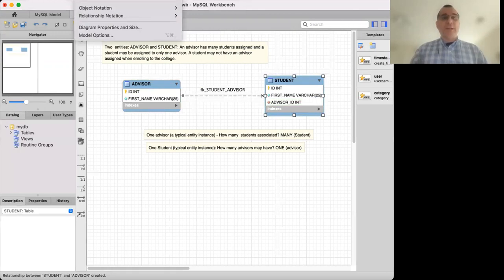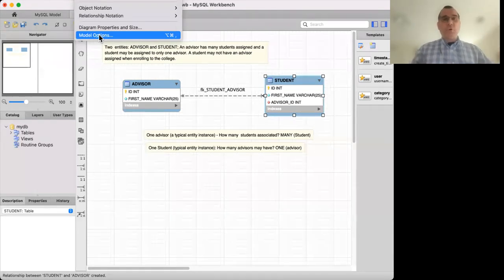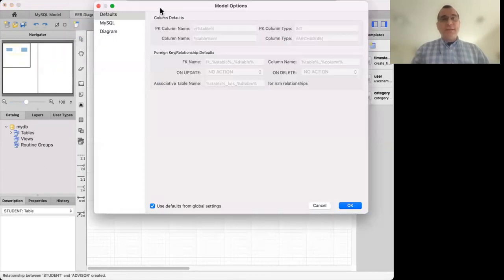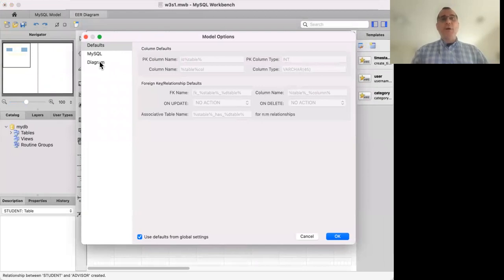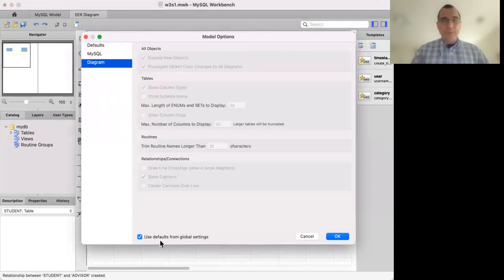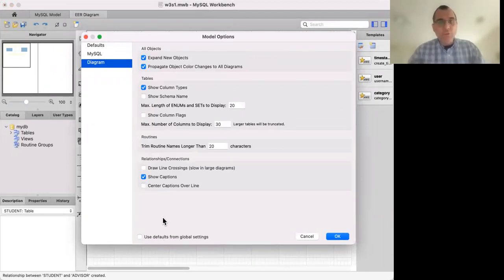So you need to go in the main menu, you have model, and then you need to go in model options, and there one of the options will be to look at the diagram. And in that one, for relationships or connections, you have the option to show captions. If that option is not present, then you need to click on it, to see the captions for your relationship.